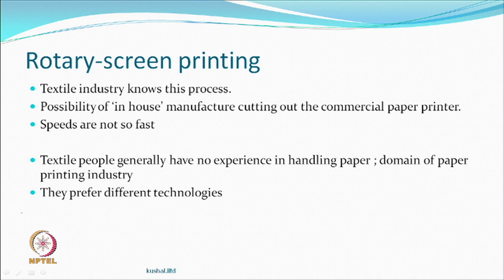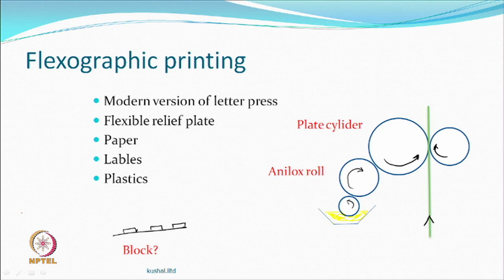While screen printing can be used as it is and you can do the printing, of course, viscosities will have to be adjusted, but then they will have their own ways to print. One of the interesting printing processes in paper is called flexographic printing. Now, flexography is something like block printing. The way we have block printing, where the design is like a relief, coming out of the surface. A block has the design standing out of the whole block. So, it is like a relief.